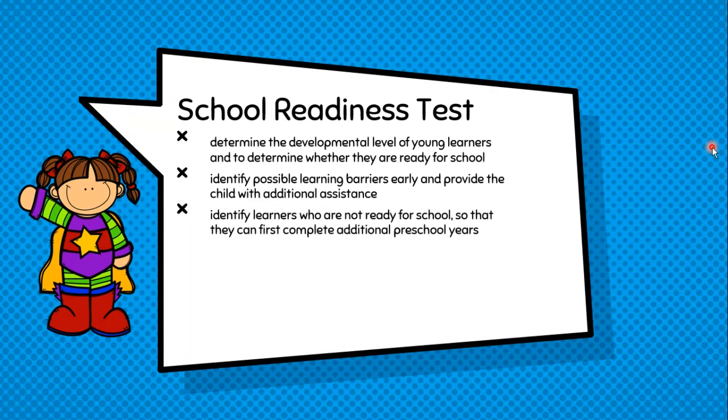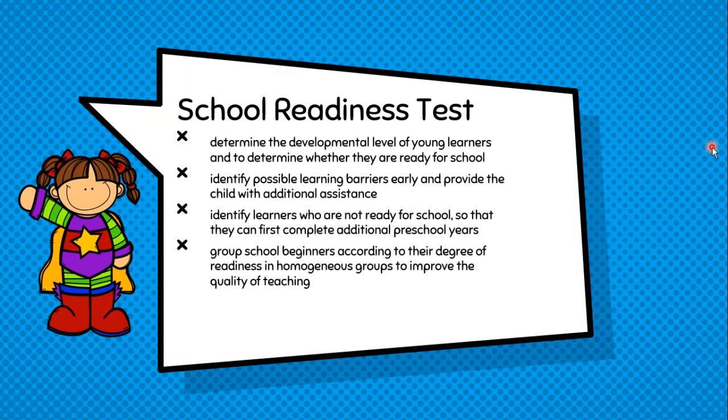It can identify a learner who is not yet ready for school, and they can first complete additional preschool years if they are too young, remembering that in grade R, a child can be between the age of 4 and 6. Then group school beginners according to their degree of readiness in the groups to improve the quality of teaching. So before the children get into grade 1, the teacher can already put them into groups that are conducive to learning.